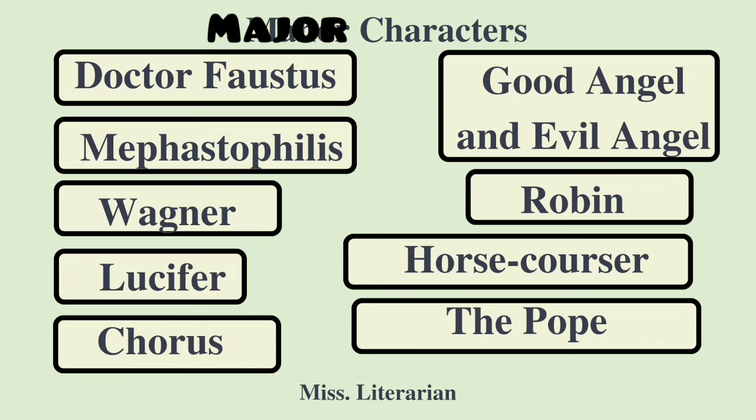Next character is the Pope, who is in Rome. Faustus and Mephistopheles often visit this Pope in his private chambers. They annoy him and they play practical jokes on him.